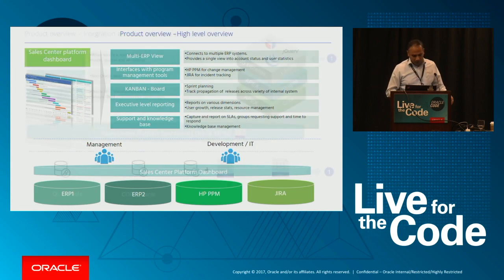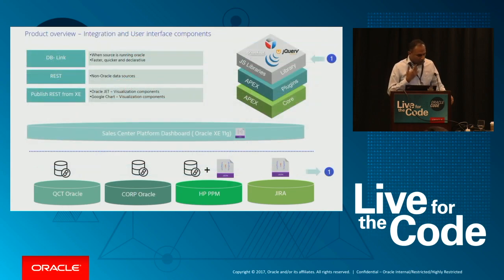In terms of how we pulled the data out, the good thing is, if it is Oracle, the best way to get data out is to create a DB link, right? Why do anything fancy? It's like speaking to yourself using an interpreter. Just go pull something from Oracle. So with the two Oracle instances, we used a DB link. HP's PPM tool, luckily, was also running on Oracle, so we just opened up a DB link from that into this system.